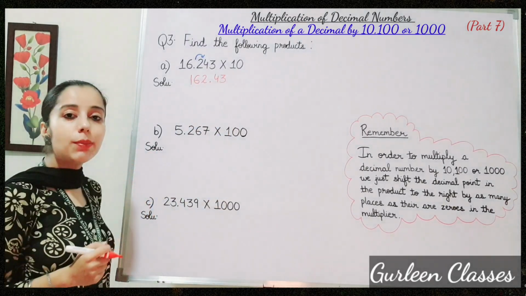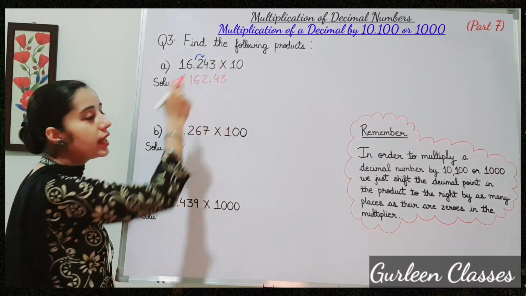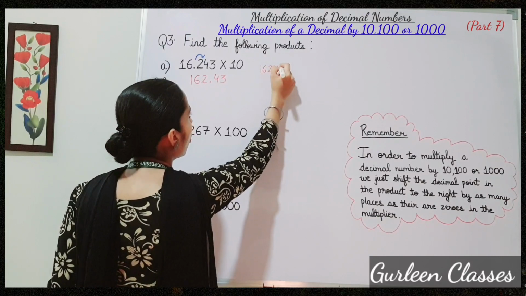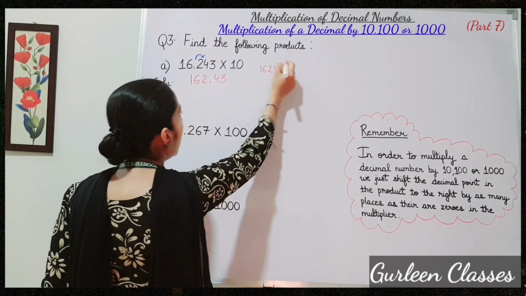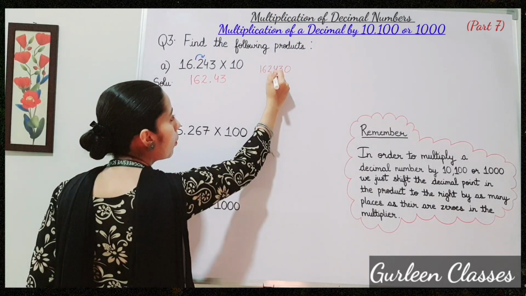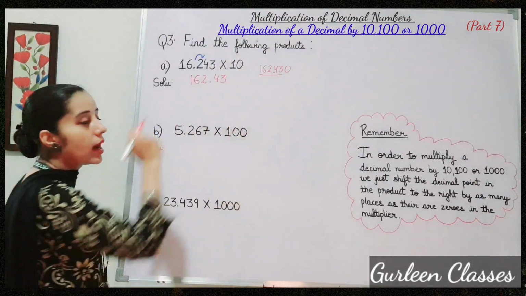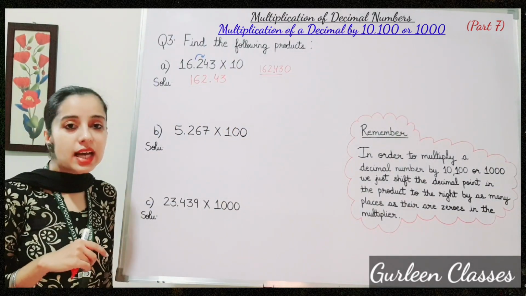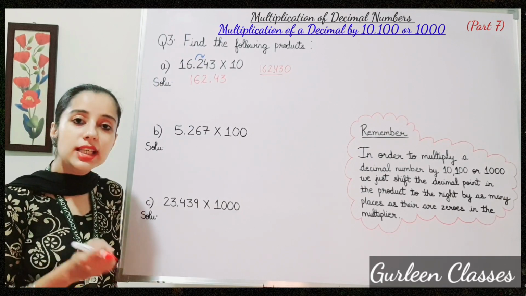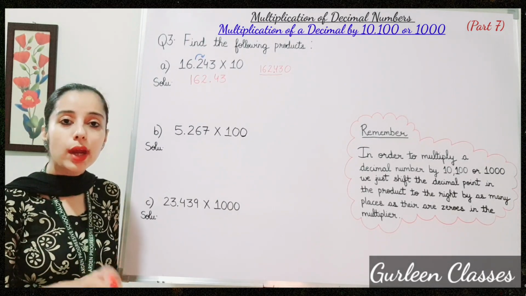162.43. If you multiply directly, ignoring the decimal point, 162430, your answer would be 16240. And after the decimal place, you have 3 digits. You place a decimal point here. Answer is 162.43. So the answer is the same. First step, as I told you, ignore the decimal point and multiply. At last, put the decimal point. Or we can do this directly by just shifting the decimal point to the right.